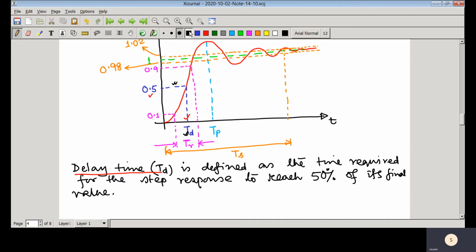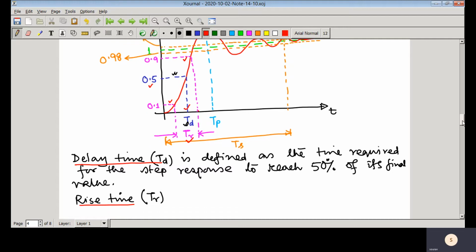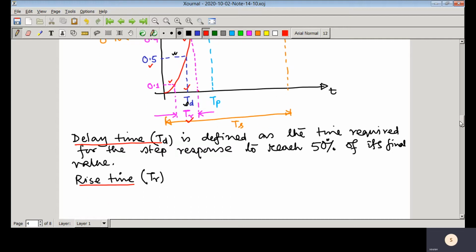Then what is rise time? Rise time is denoted as TR. So let us see what that is. Here we have seen that TR is the rise time. That means this is the time required to go from 10% to 90% of the final value. That is called the rise time.